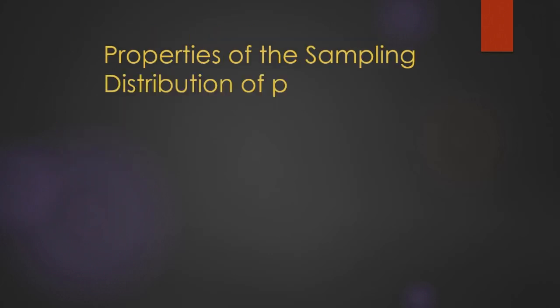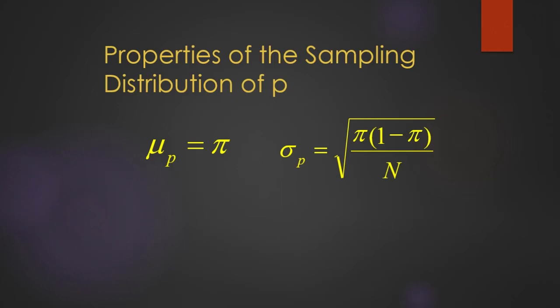Here are some properties of the sampling distribution of P. Because it's an unbiased statistic, the mean of P is equal to the proportion that we're trying to estimate in the population. The standard deviation of P is the square root of the population proportion times 1 minus the population proportion, divided by the sample size. This shows us that the law of large numbers will work because the sample size is in the denominator. The bigger we make n, the smaller the standard deviation of P.